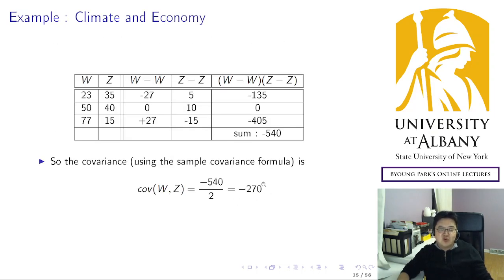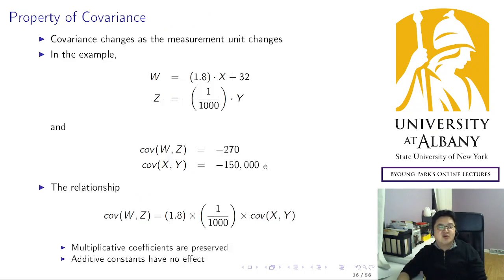However, the covariance is different, which is a problem. We are working on the same variables with different units, but it looks like the relationship is different, which is not desirable. Therefore, we are going to study what is going on, what happens in the unit change.